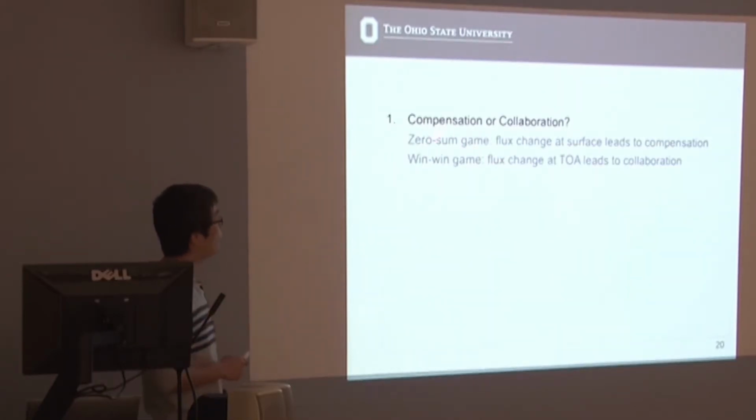So here, why is it sometimes compensation and sometimes collaboration? Because the compensation is like a zero-sum game. So flux change at the surface will always lead to the compensation, but the collaboration is a win-win game. So the flux change at the top of the atmosphere will be shared by the atmosphere and the ocean, and they are always in the same direction. Therefore, it is a collaboration.